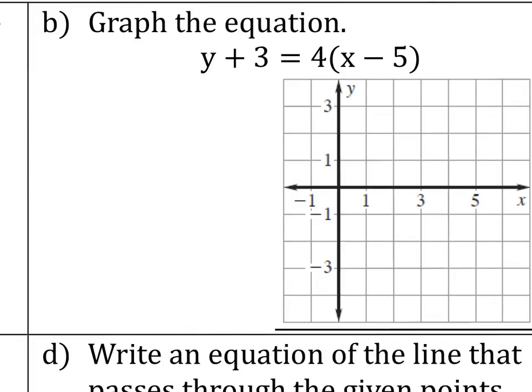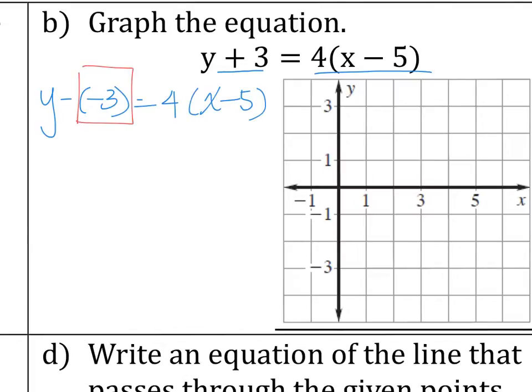Graph the equation. Okay, now before we graph the equation, we first need to look at this equation of the line here. We need to interpret it like this. Y minus -3 equals 4 times x minus 5. Rewrite it in point-slope form. Now, your point here will be (5, -3). Your slope here will be positive 4.